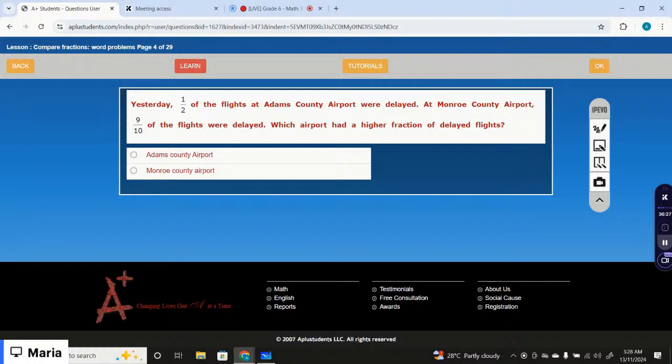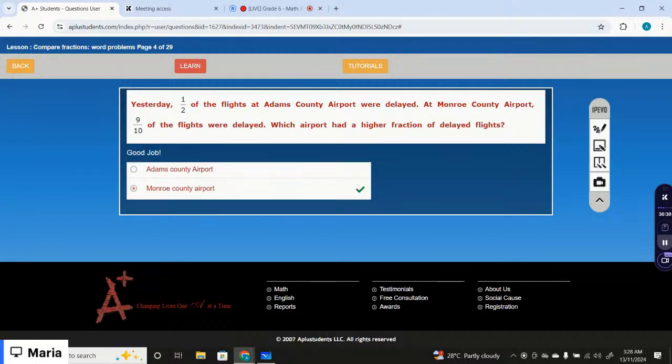9 by 10 is more than 1 by 2, right? So that means Monroe County Airport has more flights delayed than Adams, right? Option number 2 is the correct option.